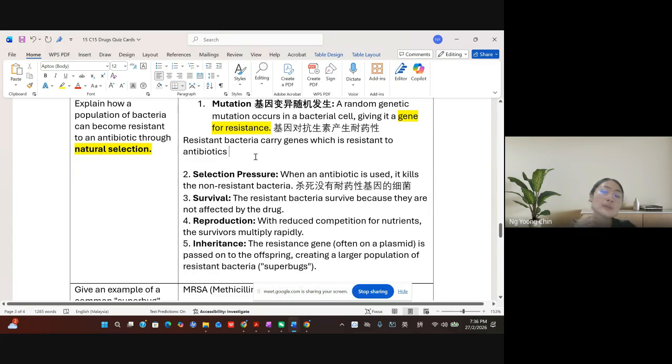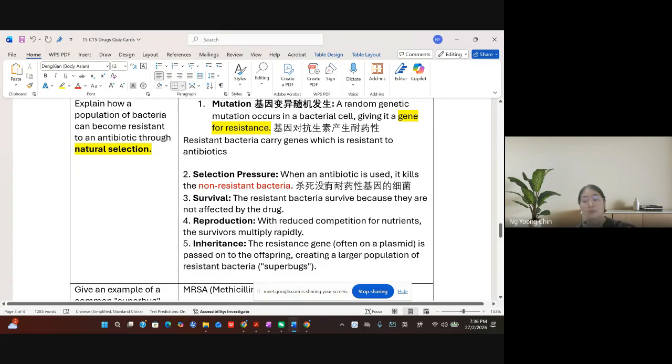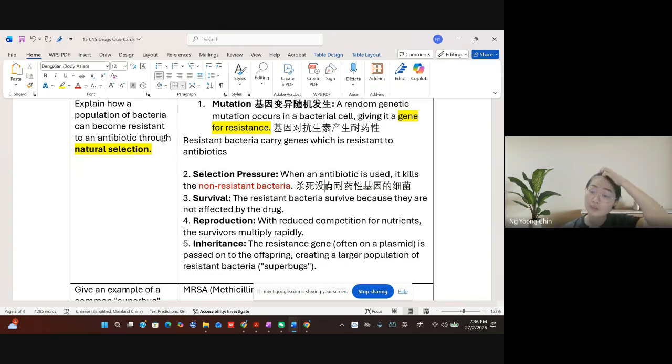So when the antibiotic is used, it kills the non-resistant bacteria. Usually the good bacteria are the non-resistant bacteria, especially in your intestines. Adam, I think you know that your intestines consist of a variety of bacteria living inside your gut. So that creates selection pressure when a new antibiotic drug is used.